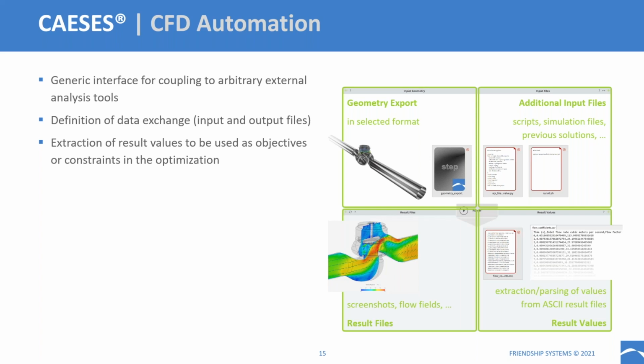And in the second field here at the bottom, we more specifically define certain files where we want to extract specific values from, and these are typically values that we would use as an objective or constraint during the optimization process. In this case, for the valve, it is the parameter KV, the flow coefficient that characterizes the performance of the valve.